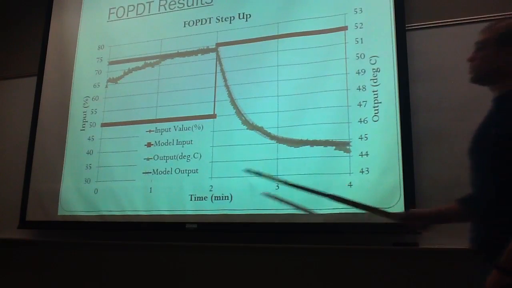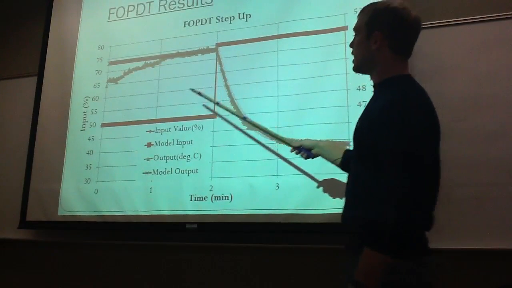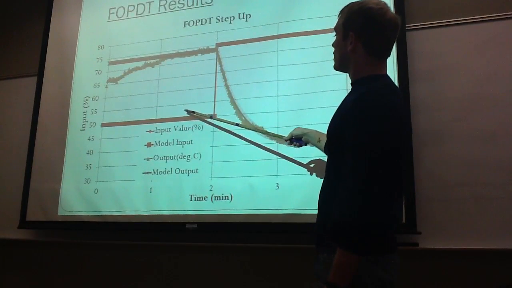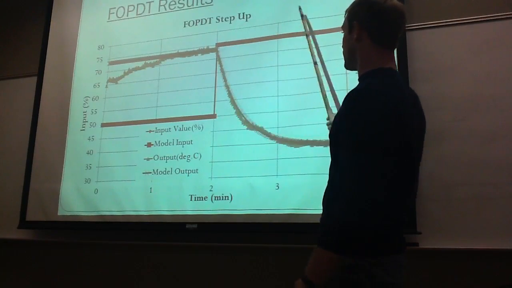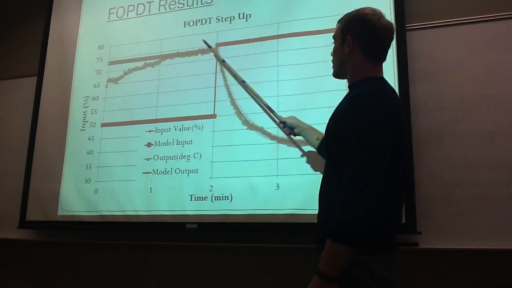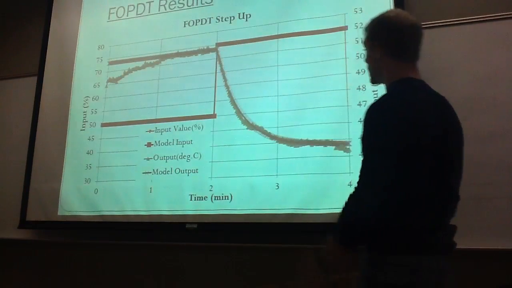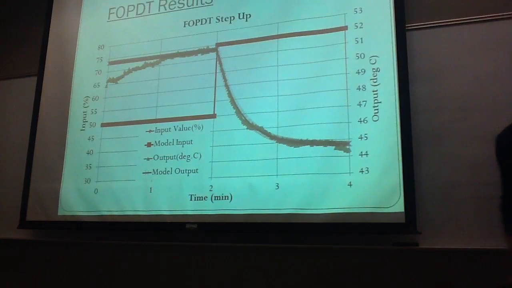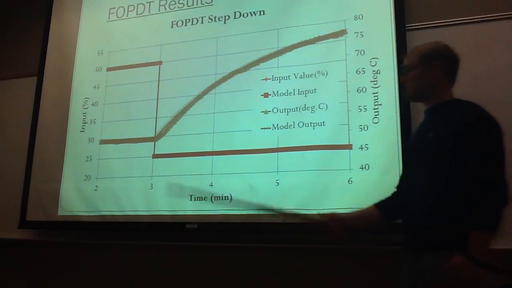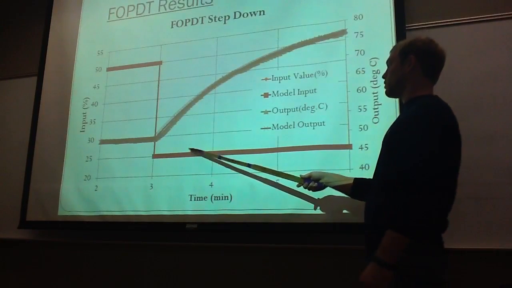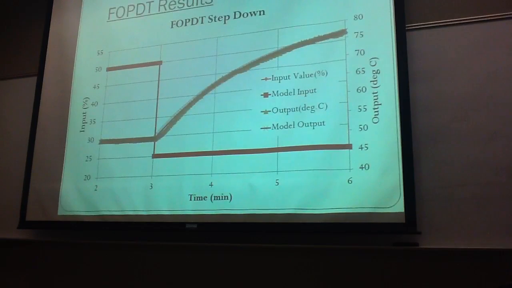Here's an example of one of the graphs that we did for the step up. You can see that the input model and the actual input were virtually the same, and the graph actually matches pretty well once it hits the step down, or the step up, I mean. Then here's another example of the step down, and same thing, the inputs overlap, and then the curve is fairly similar after it hits the step.